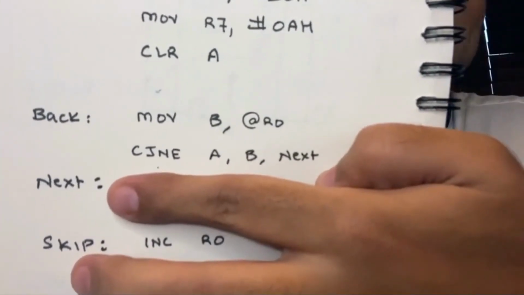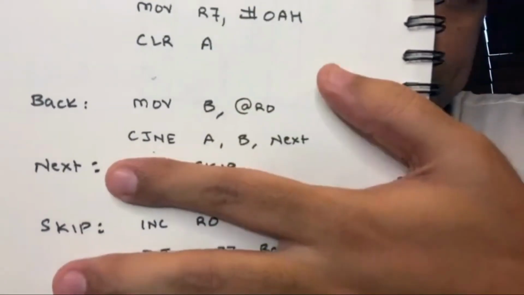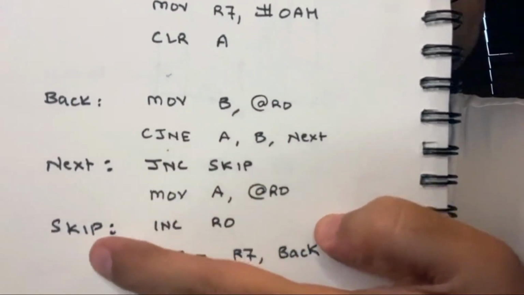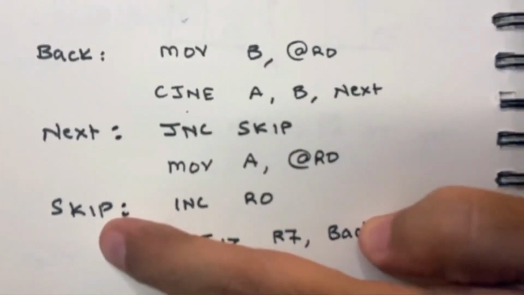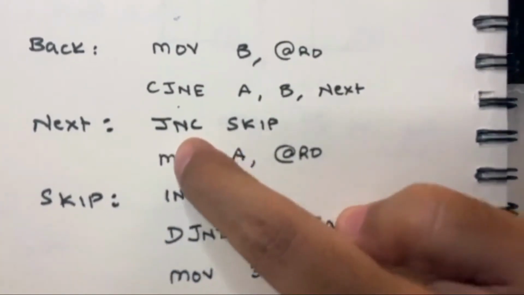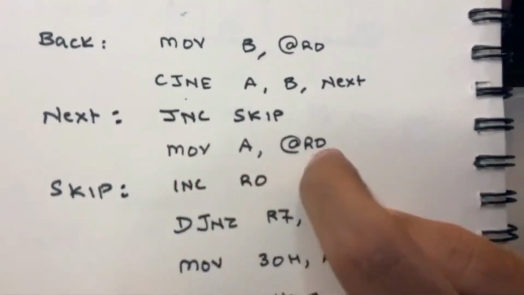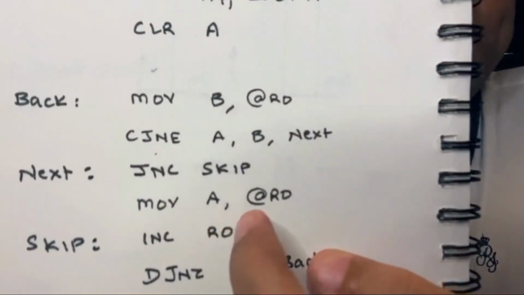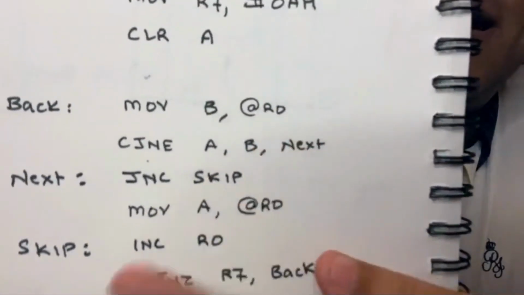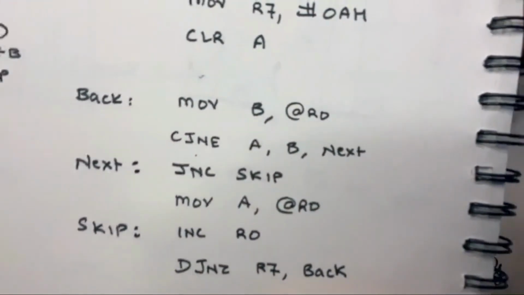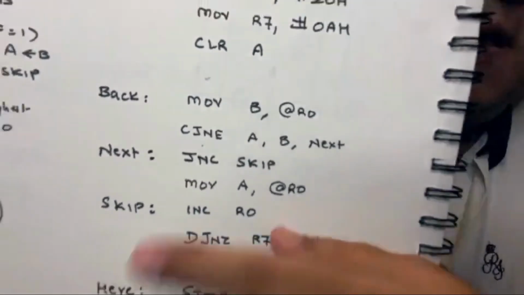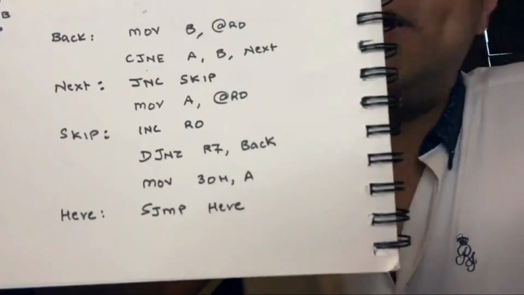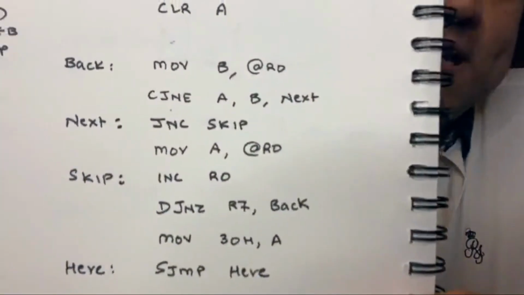So if there is a carry, copy B to A. If there is no carry, skip. If there is no carry, jump to the location, skip. Jump if no carry to skip. Are you clear? And if there is a carry, it will not jump. That means it will copy B to A. You can copy B to A, or you can copy @R0 to A. Both will do the same thing, because what is at @R0? B. @R0 is the value of B register. It will do the same job.